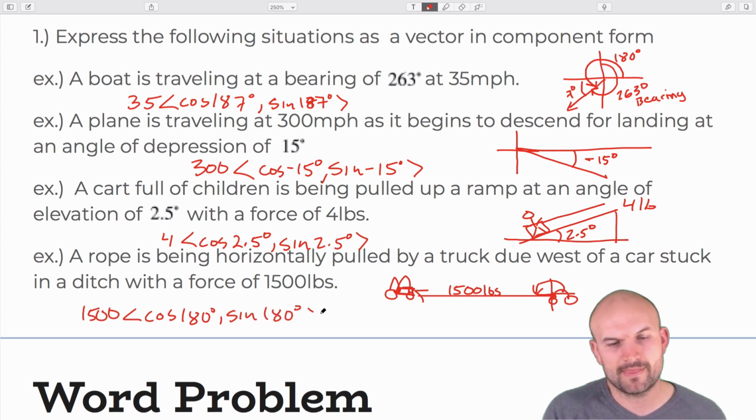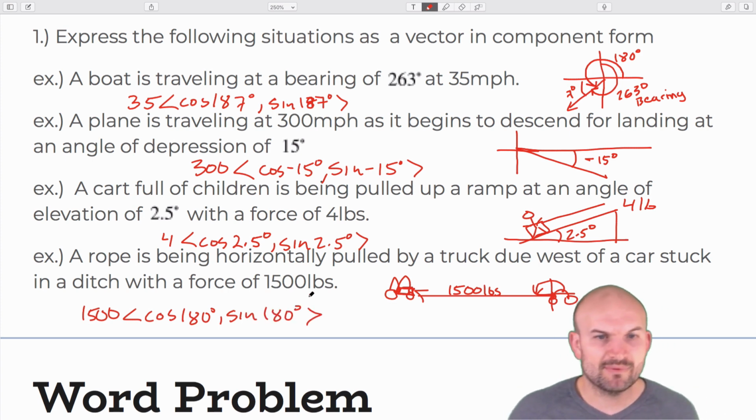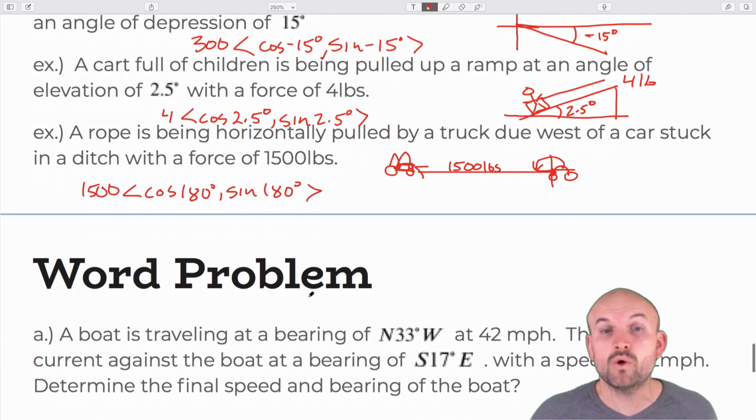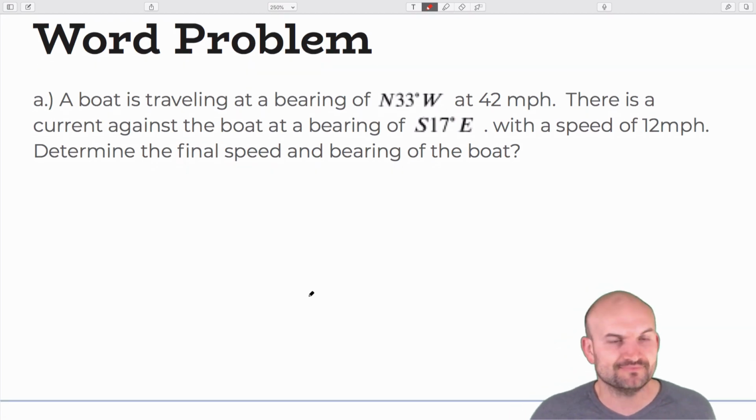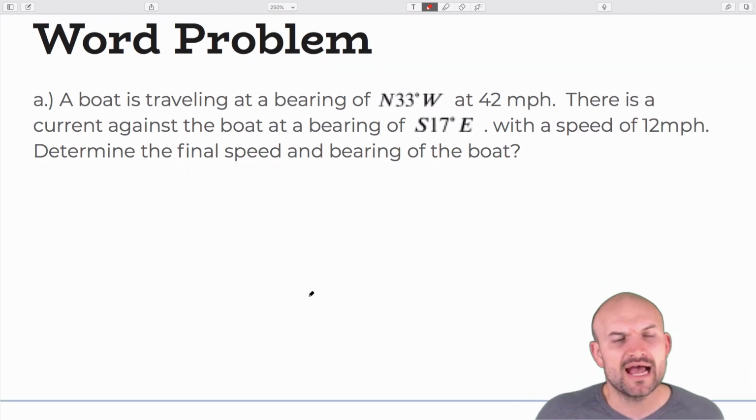All right, so when students had a little practice with setting up the vectors, we ended it off with one last word problem. And again, it's another practice with the bearings. So in this example, a boat is traveling at a bearing of north 33 degrees west.